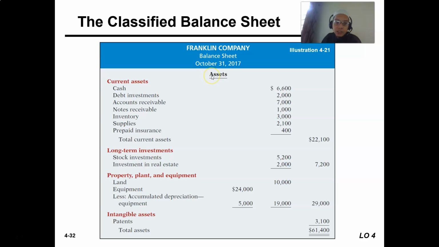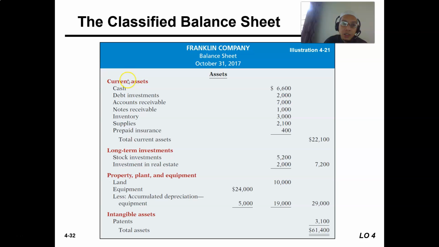Okay, so assets, we have four types of assets as mentioned in the previous slide. There are the current assets, the long-term investments, the property, plant and equipment, and the intangible assets. So you see here current assets. We will talk about current assets in the next slide. But here we summarize the accounts that fall under current assets. We have cash, debt investments, accounts receivable, notes receivable, inventory, supplies, prepaid insurance.